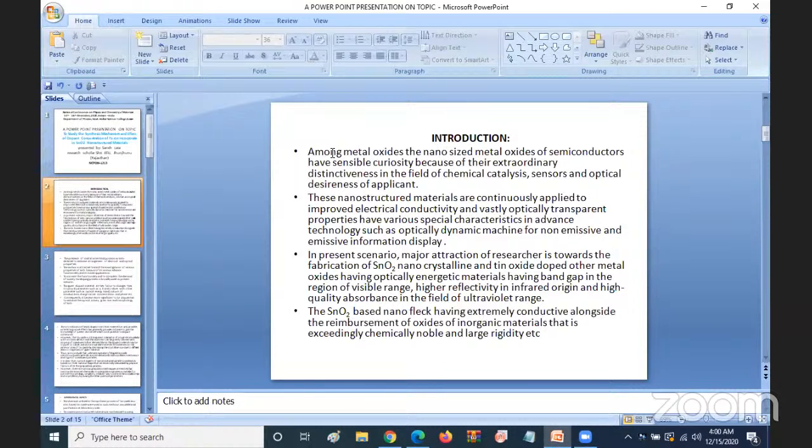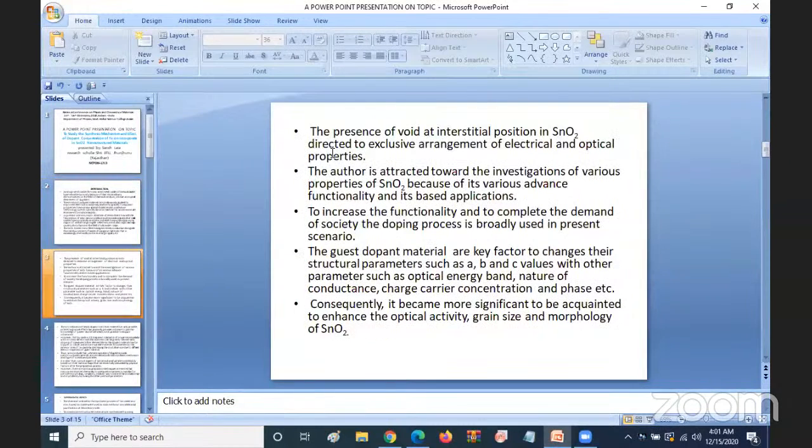Tin oxide doped with other metal oxides gives optically energetic materials with band gap in the range of the visible region. Tin oxide nanoflakes are extremely conductive, alongside the dominance of the oxides of inorganic materials, and are exceedingly chemically noble with large density. The presence of voids at the interstitial positions in the tin oxide leads to an exclusive arrangement of electrical and optical properties.